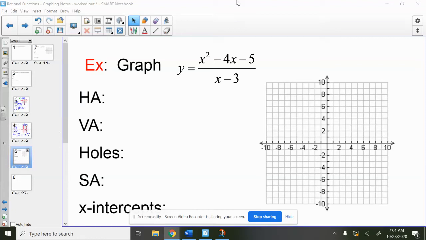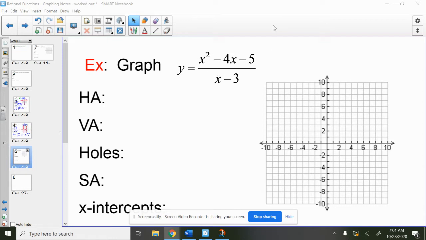Okay, we're going to continue with graphing rational functions. This one will look very similar to some of the other ones, but we'll still discuss them. I've got this one, horizontal asymptote. So we talked about this. The degree of the numerator is 2 here, and the degree of the denominator is 1. So the top is bigger than the bottom.